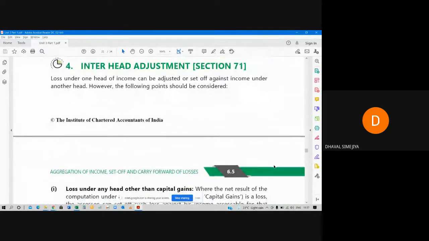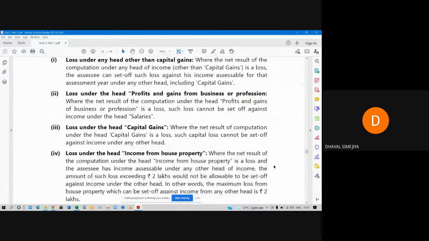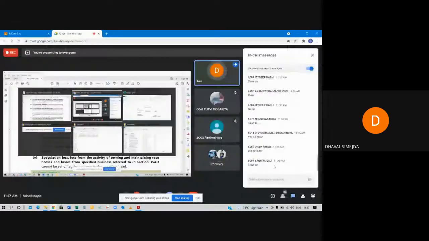Inter-head adjustment we will discuss in the next lecture. If you have any doubt, then please raise your doubt.